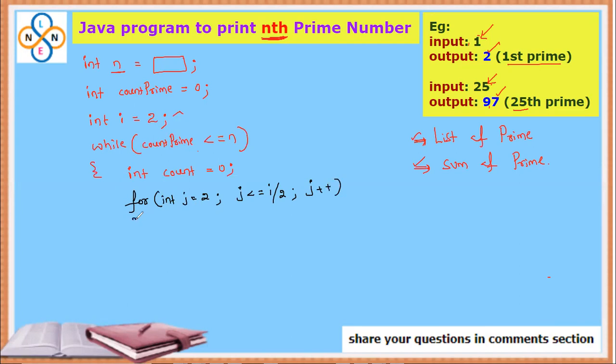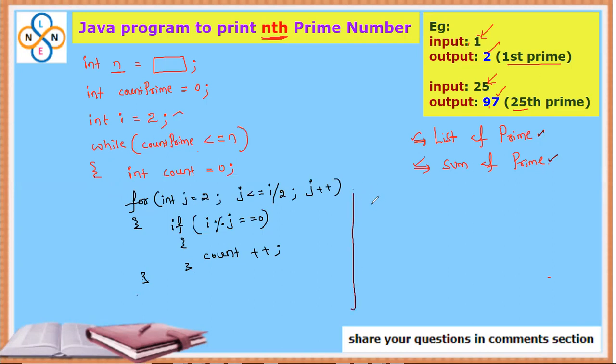Inside this j loop, what's the purpose of it? To count the number of factors. So if i modulo j double equals 0, then we count the number of factors, only count plus plus. Then we close this inner for loop. Here is the place where we used to write the logic of printing prime numbers and the logic of the sum of prime numbers. The same place, inside the while loop but outside this for loop, I'm using to write the continuation of it.